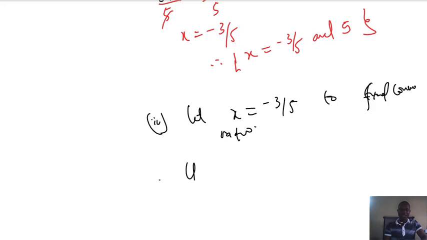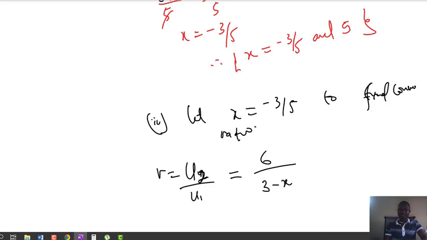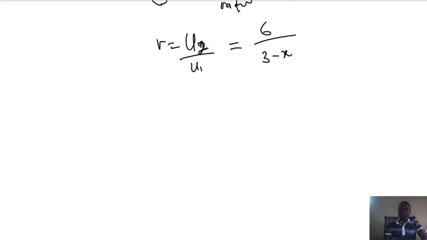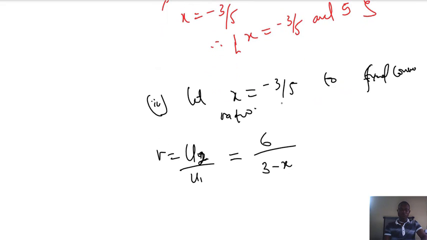So here we have r equal to u2 over u1. Wherever we have x in 6 over 3 minus x, we are going to put negative 3 on 5 there. The reason we are using x equal to negative 3 on 5 is that the question says the common ratio should be greater than 0.